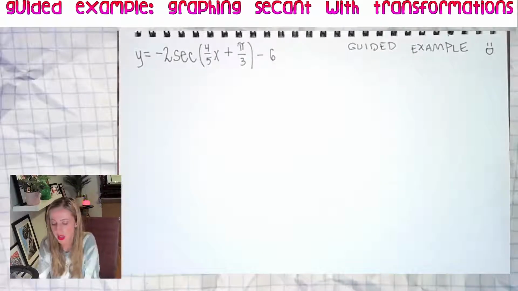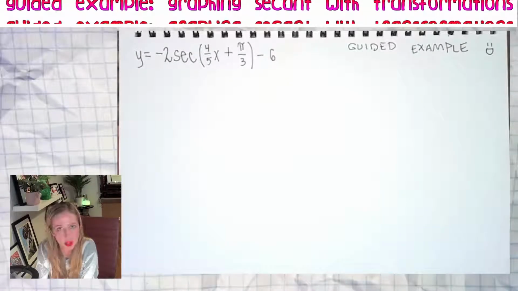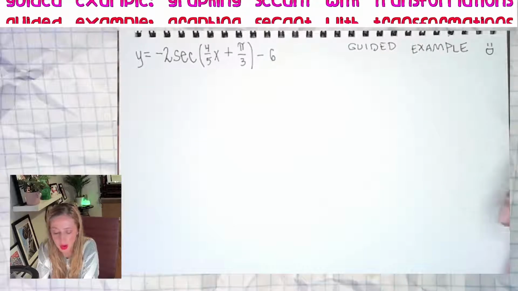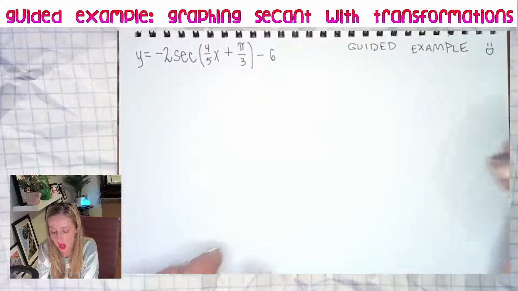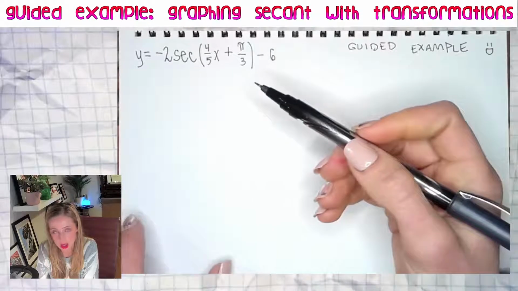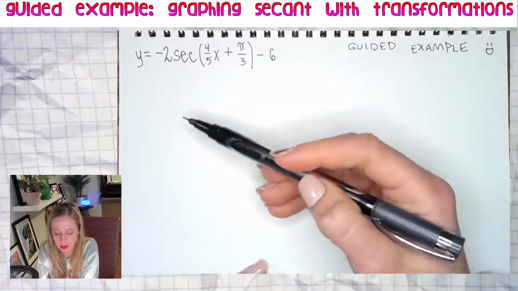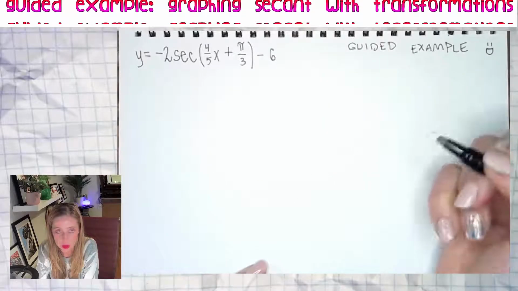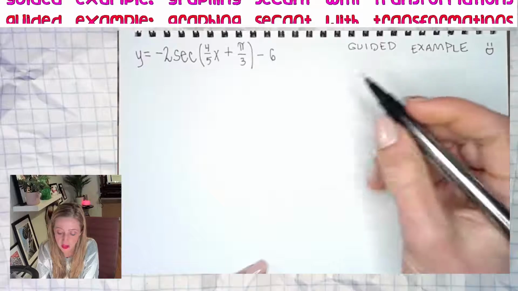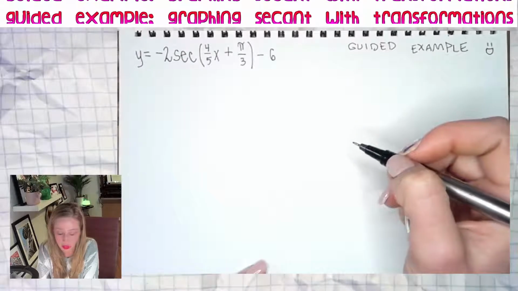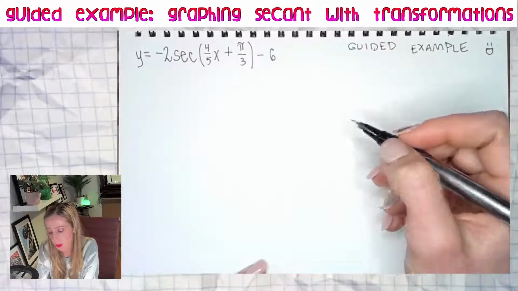Hey everyone, here we are all ready to go and we are going to graph one full cycle, fully detailed, above and beyond, of the following equation or function. It is y equals -2 secant of (4/5 x plus pi over 3) minus 6.